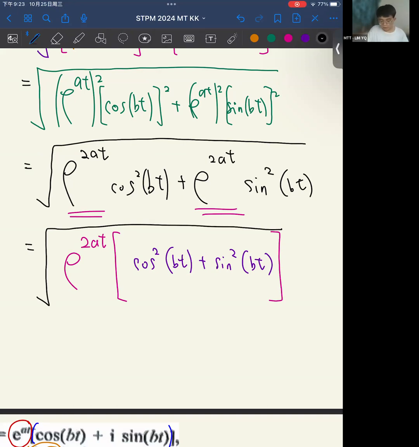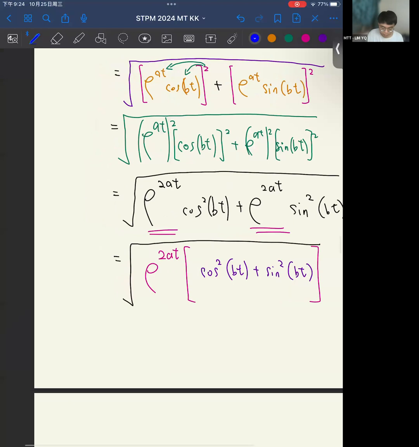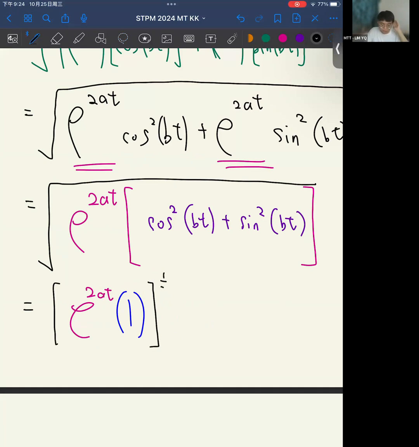Now you know any cos squared plus any sine squared will equal 1, no matter what is inside, for any number. BT is any number, whatever. As long as they are the same, this whole thing becomes 1, the identity. A very big identity. So this equals 1. And then here we still have e^(2AT). Actually, what does the square root mean? Square root means the whole thing taken to the power of 1/2, correct? This is the meaning of square root.